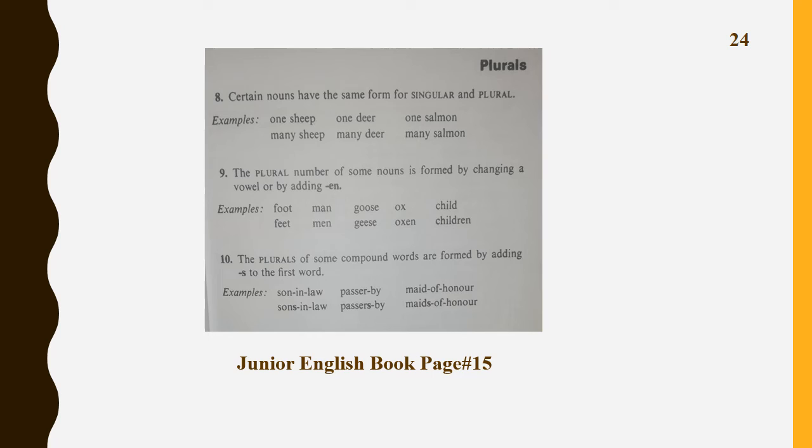Rule number 10 says the plurals of some compound words are formed by adding s to the first word. These are the compound words: son-in-law, sons-in-law. We never say sons-in-laws. That would be wrong. So in compound words, we add s with the first word. Passerby, passers-by, maid of honor, maids of honor.